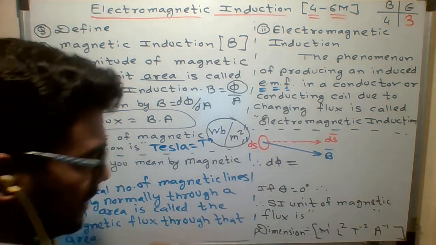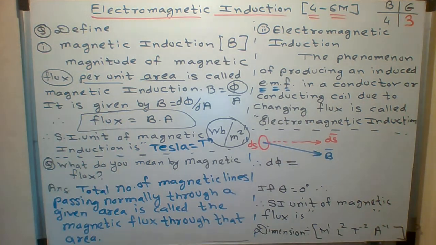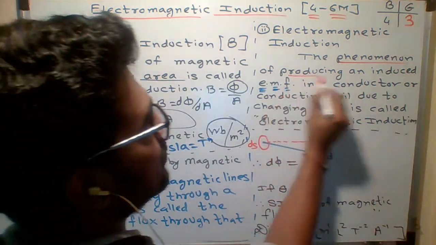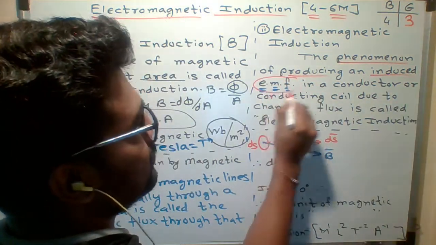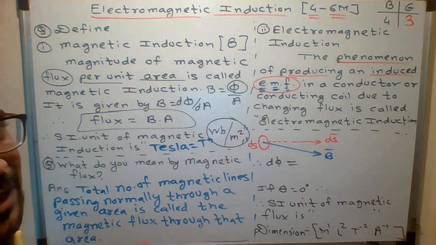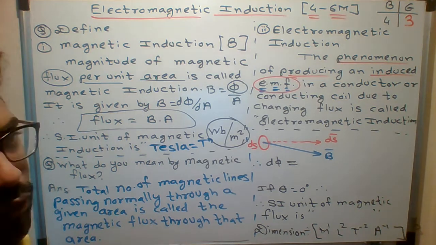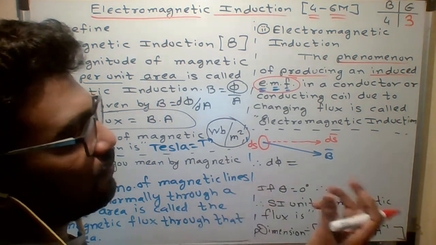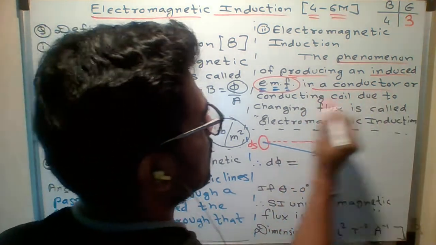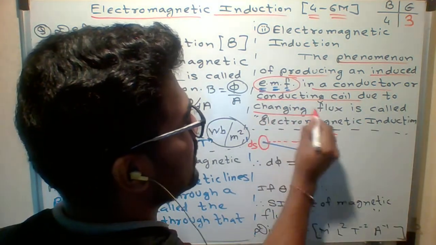So what is electromagnetic induction? Let me define it. It is a process or phenomenon of producing induced EMF. We are not providing an actual battery. We just keep a coil there and move the magnet forward and backward. If I move the magnet forward and backward, an EMF is induced in the conductor or conducting coil due to change in flux.